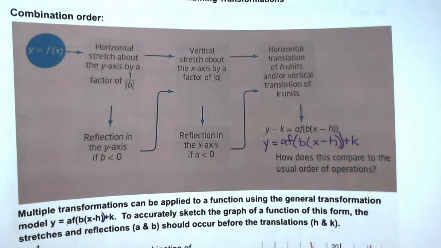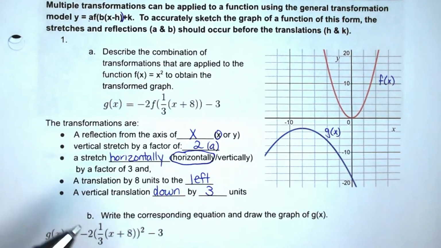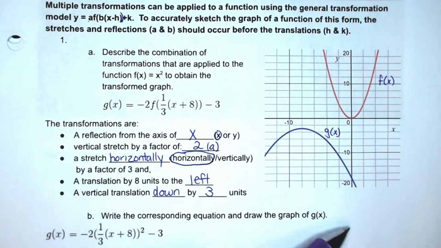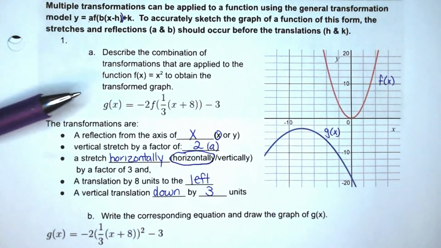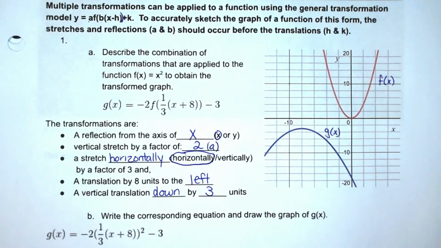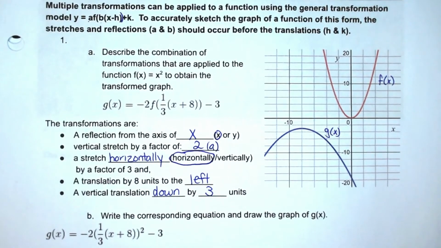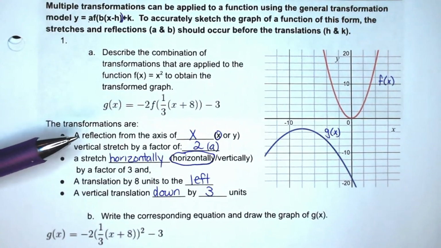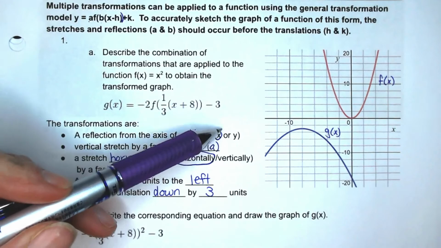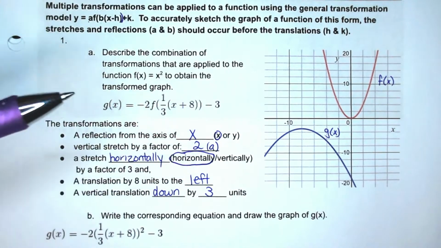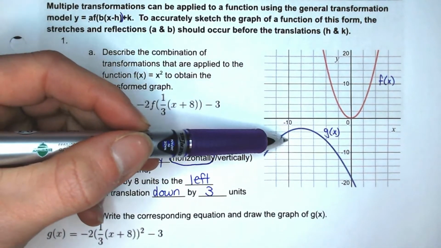So for example, we have this graph here, f of x, and we've done some things to that graph to do the transformations to it. Our formula for g of x is negative 2 f of 1/3 (x plus 8) minus 3. So our transformations are a reflection across the x-axis. I just have the choices here so that you can pick which one if you're working ahead of me, but x is the correct answer. So we flipped it over the x-axis.